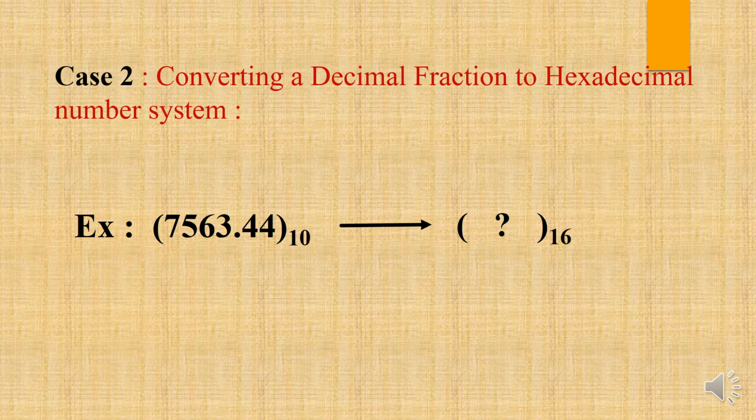Let's see. So our fractional part is 0.44. To get the hexadecimal equivalent, we need to multiply the fractional part by 16, and then we remove the integer part before the decimal point and note it down separately. Now the remaining fractional part will be multiplied by 16 again. Let's see the whole process here.